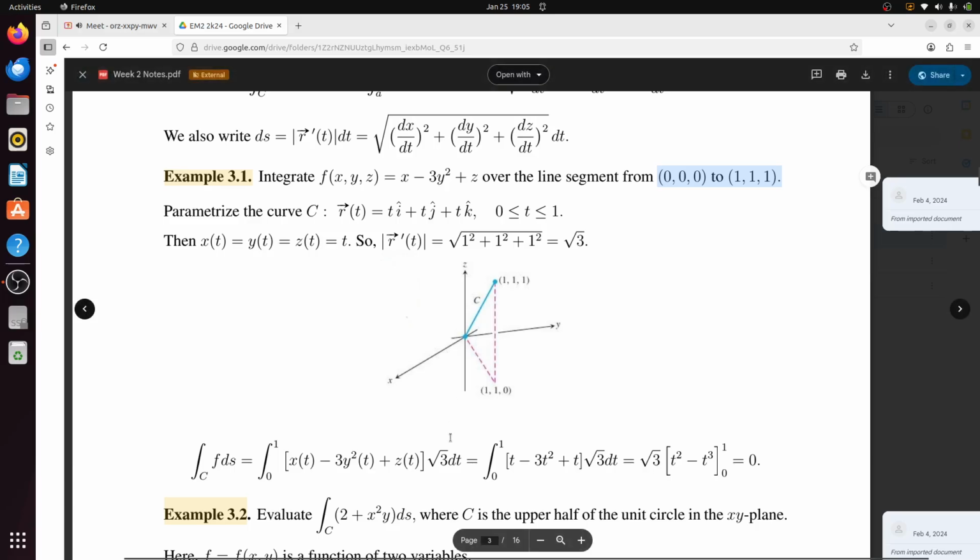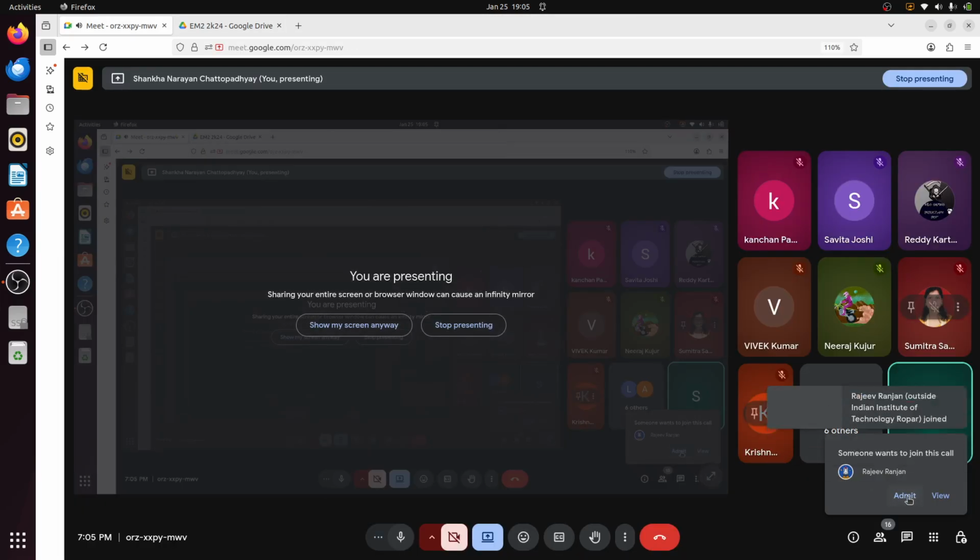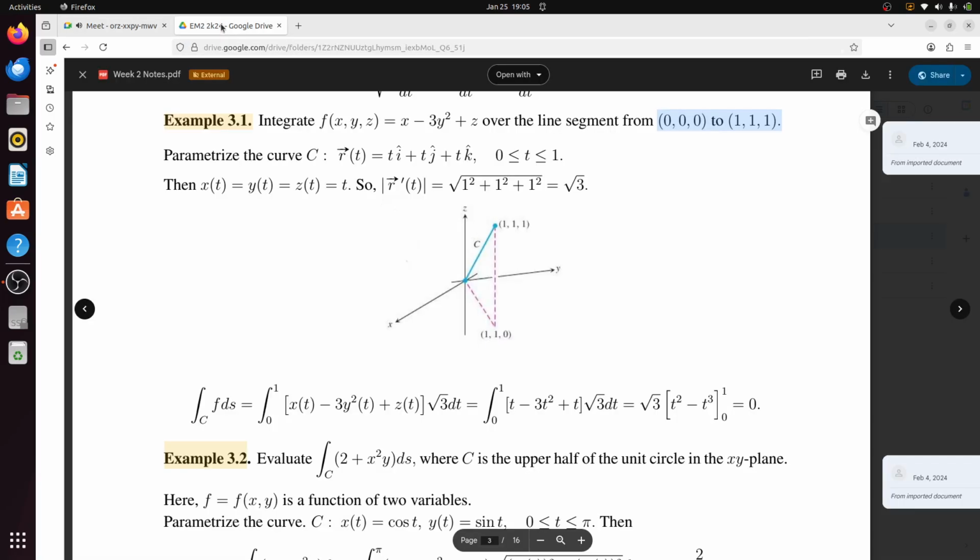Next problem is to evaluate integration over C of (2 plus x square y) ds, where C is the upper half of the unit circle in the xy plane. Here f equal to f(x,y) is a function of two variables. You need to parameterize the curve C as x(t) equal to cos t, y equal to sin t, 0 less than or equal to t less than or equal to pi, because you are considering the upper half plane. Now you know what you have to do. Just look at example 3.1 and then try to solve example 3.2.